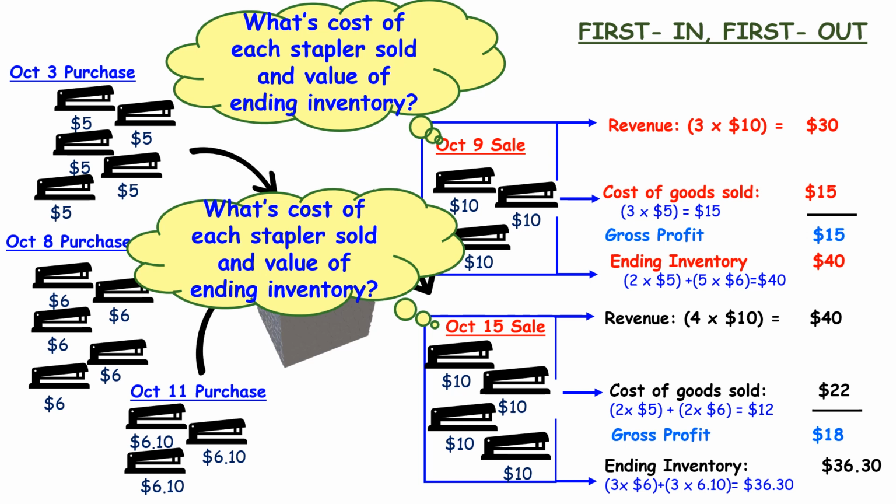So why do we need those methods? Again, when the items the business purchases are identical and the cost of those items are different, we need to come up with a method to find what is the cost of goods sold and what is the ending inventory value. So let's look at an example and see how it is answered in real life.